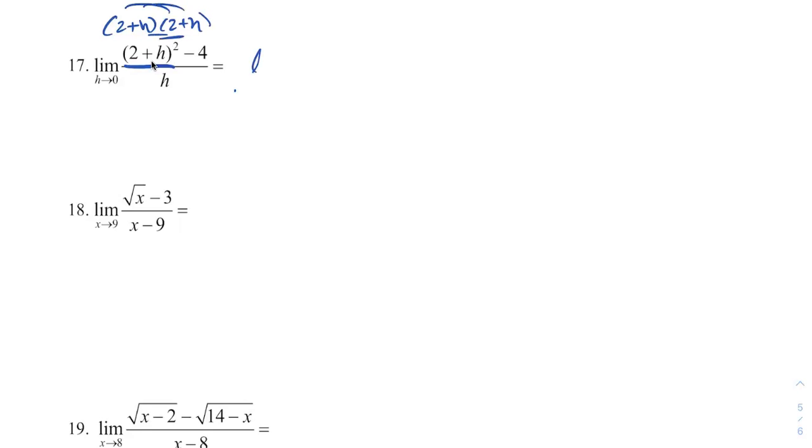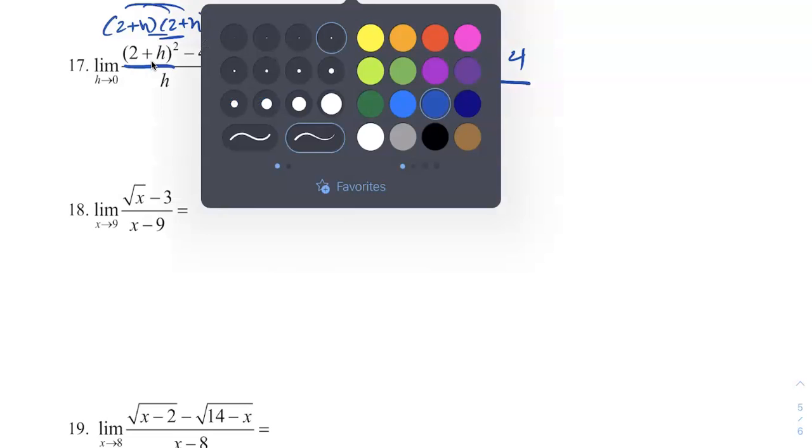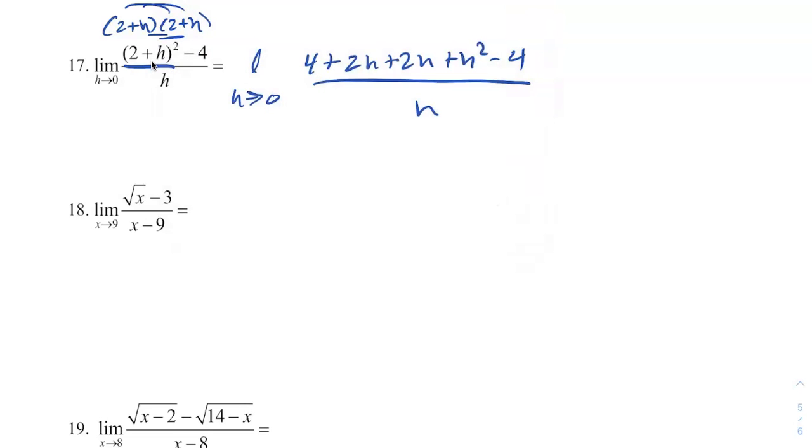And you're going to get the limit as h approaches 0. Remember, you keep on writing it until you actually plug it in. You get 4 plus 2h plus 2h plus h squared minus 4, all over h. Now, stuff should cancel, like the 4 and that. You get the limit as h approaches 0. I can add these together: 4h plus h squared all over h.